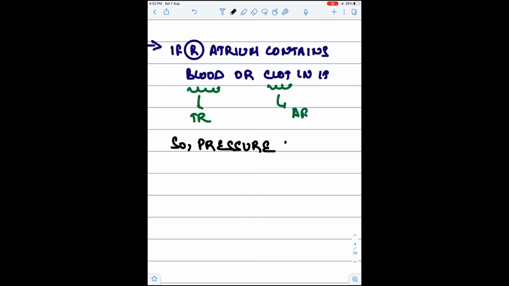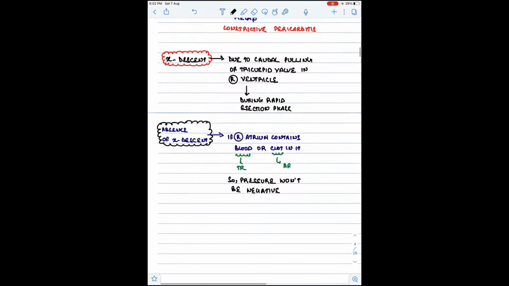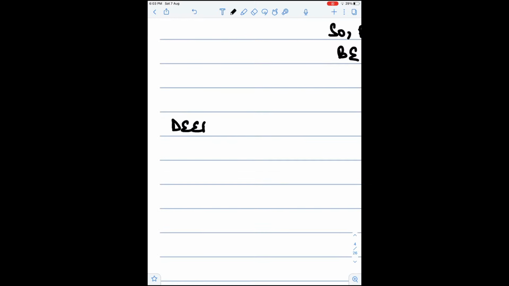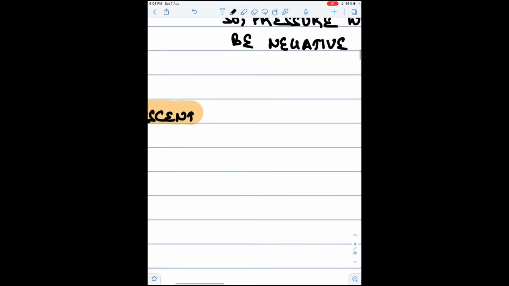Because of the presence of the blood and the clot, the pressure won't be negative because it is containing blood or clot. As it is containing blood or the clot, the pressure won't be negative and the X descent won't be there. I hope this is clear to you. Sometimes the X descent can be very deep. So deep X descent.